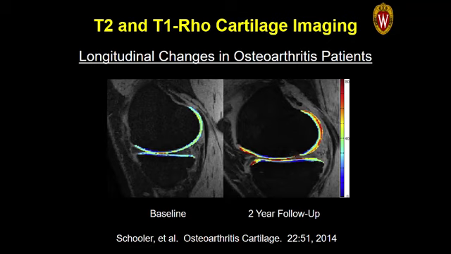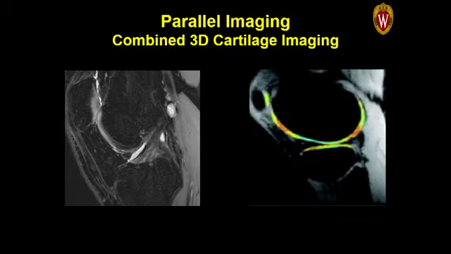And this slide is from one of their studies in which they compared T1 rho imaging of cartilage at various time points in patients with osteoarthritis. And note here on the 2-year follow-up, there is increased T1 rho relaxation time in the central and posterior weight-bearing surfaces of the medial femoral condyle in this patient with osteoarthritis when compared to the baseline scan, indicating worsening cartilage degeneration over time.